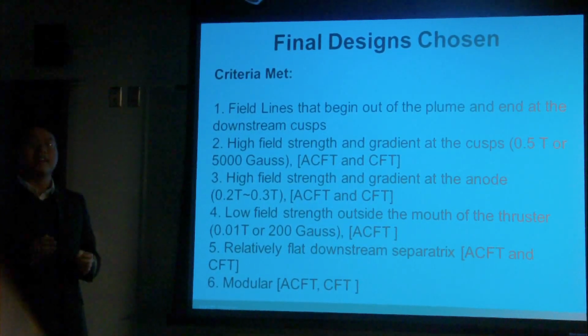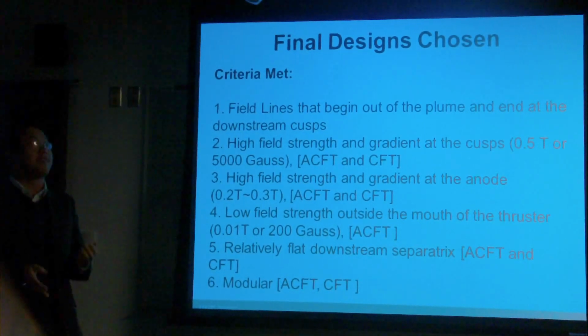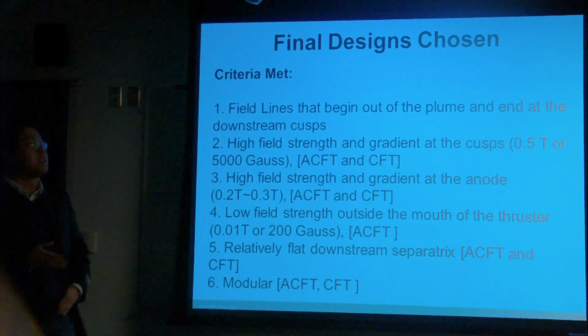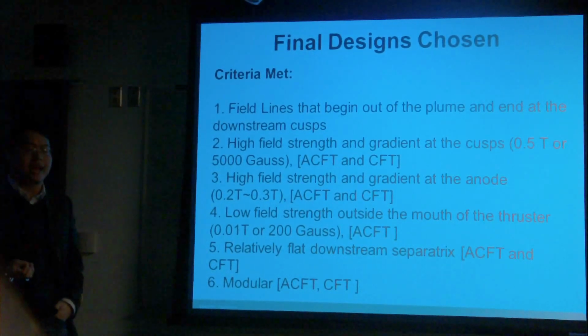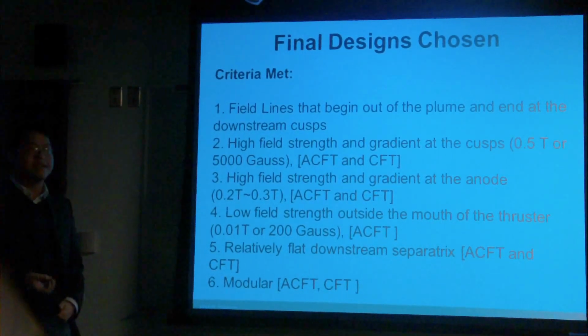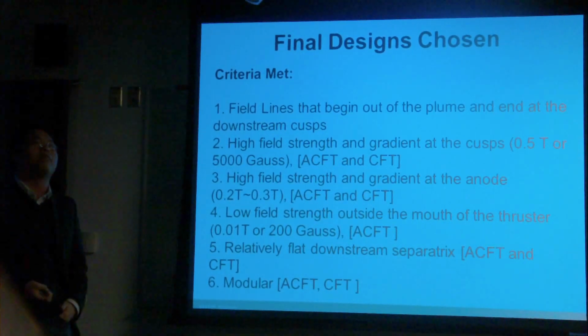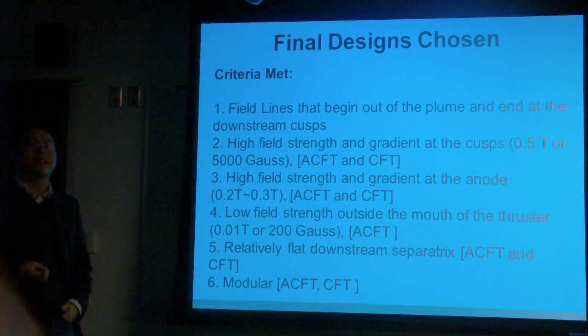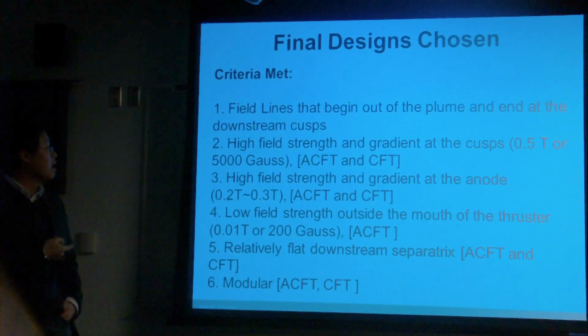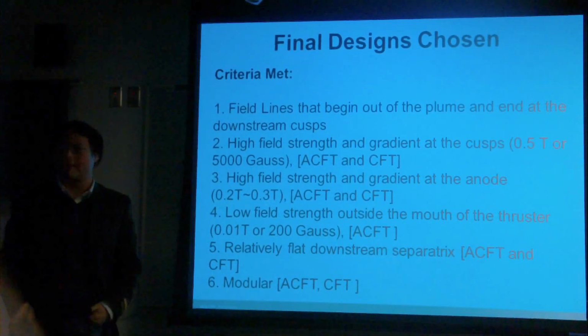There are also some not cosmetic differences, but quantitative differences between the two. For instance, the ACFT has slightly weaker field strength at the anode compared to the miniaturized CFT. I believe it's around 0.15 Teslas, whereas the original DCFT had 0.3 Teslas at the anode, and the miniaturized CFT also has the same field strength there.